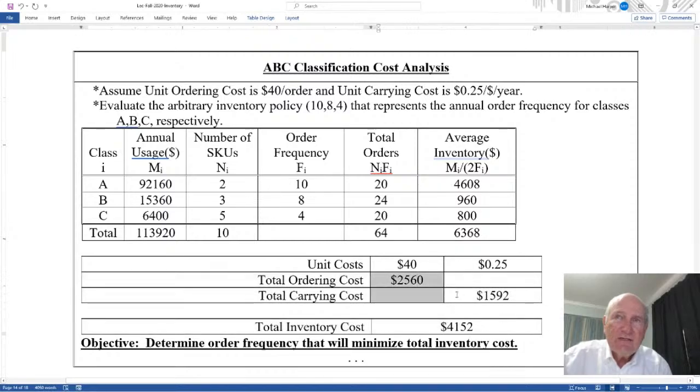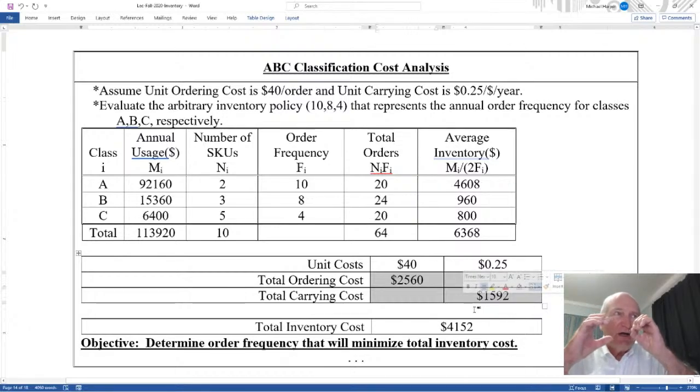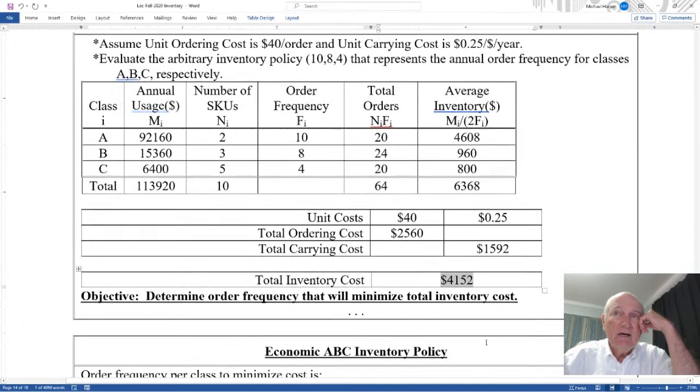But notice these two costs, the ordering cost and the carrying cost, are not the same. My ordering cost is more than my carrying cost. Okay, so that's not optimal. This is not a minimum cost, because at a minimum cost, those two costs are going to be equal.